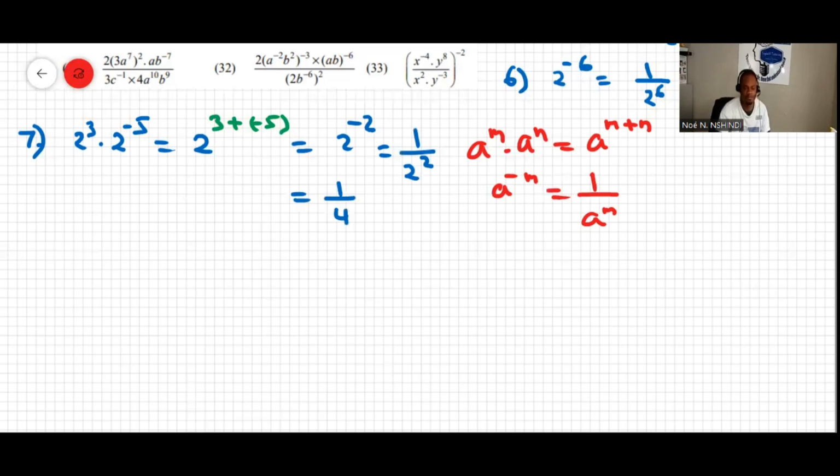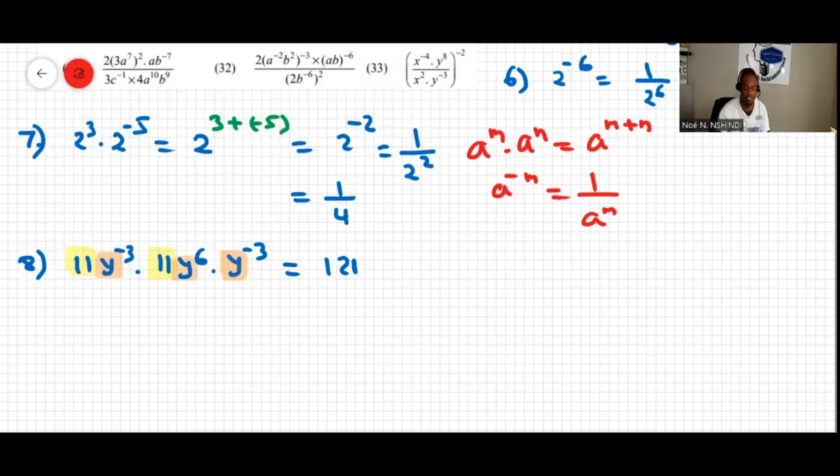And then question 8, we have 11y to the negative 3 times 11y to the 6 times y to the negative 3. Now, we first look at the constant. 11 times 11 is 11 squared, which is 121. So 121. Now let's look at the variables here. There are y to the negative 3, y to the negative 3, and then y to the 6.